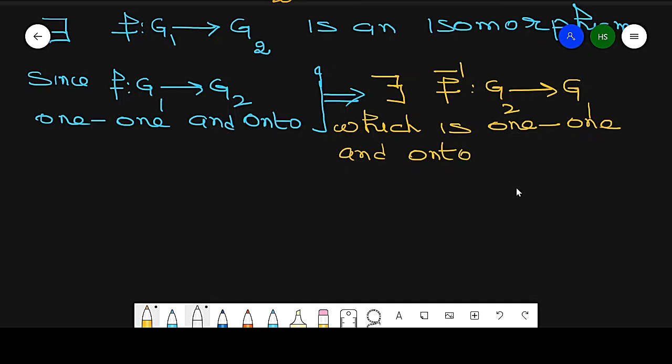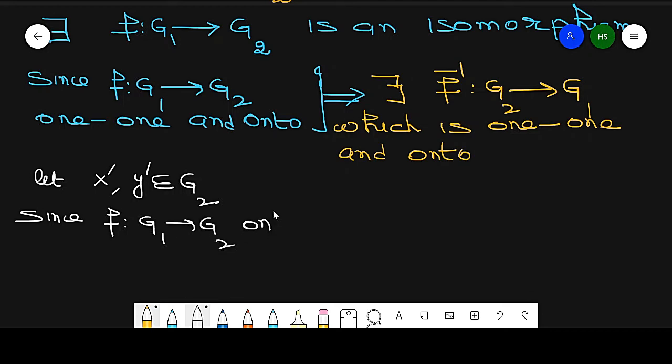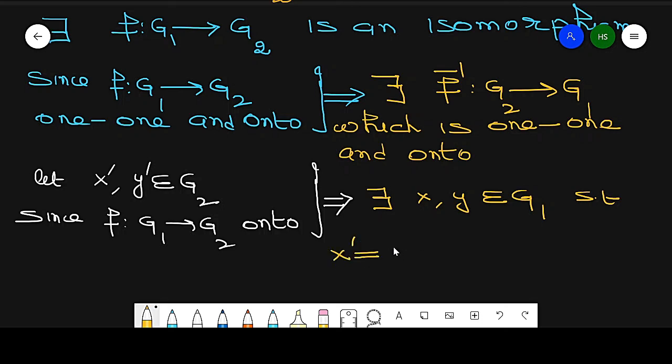Now to prove the homomorphism, I take two elements, let x dash and y dash, be two elements from G2. Since this mapping f from G1 to G2 is onto, every element has a pre-image. So there exists x, y belongs to G1 such that x dash is equal to f(x) and y dash is equal to f(y).